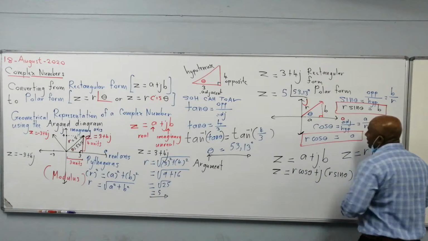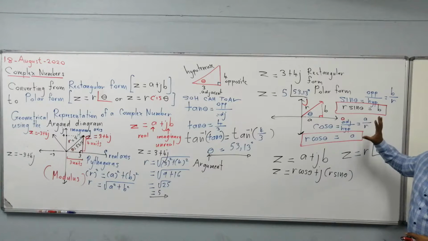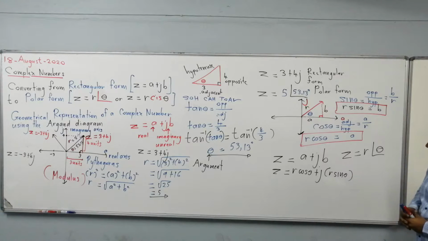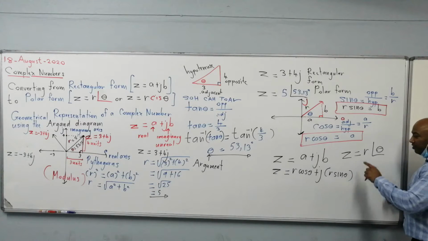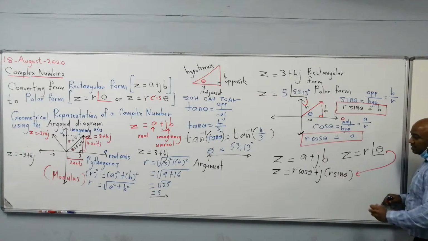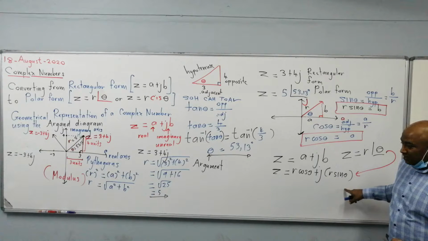Right, so this is the formula. If you want to go and work it out the long way like how I did it, you can, but it's unnecessary. I'm just explaining it to you, showing you the SOH CAH TOA, but this is how you do it. If you got Z is equal to R theta, then to convert, this is the formula. It's going to be R cos theta plus J R sin theta.